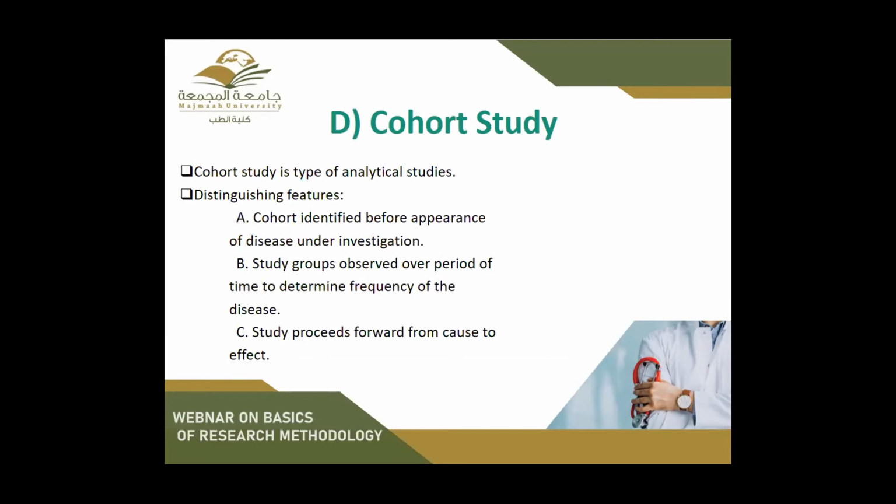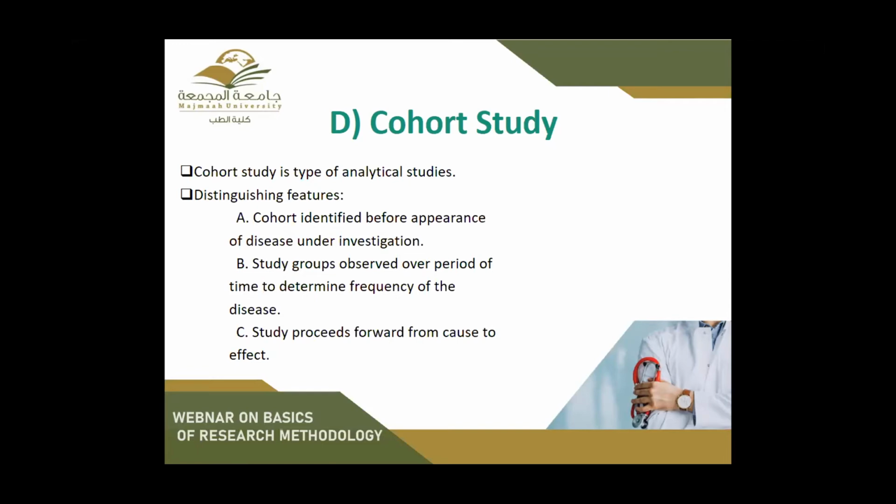The last type of analytical observational study is called the cohort study. A cohort study is like a mirror image of case control. Here I will start with the exposure and follow the patients until I reach the disease. So cohort is a type of analytical study. Its feature is that the cohort is identified before the appearance of the disease, and I will find the smokers and follow them.